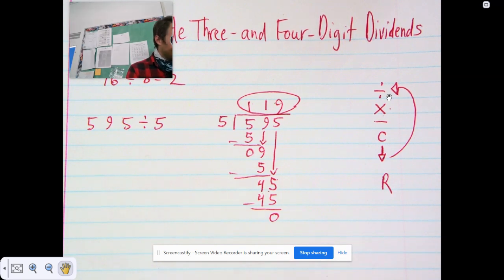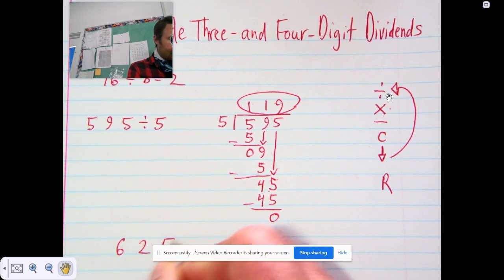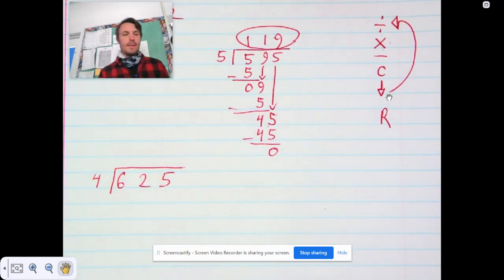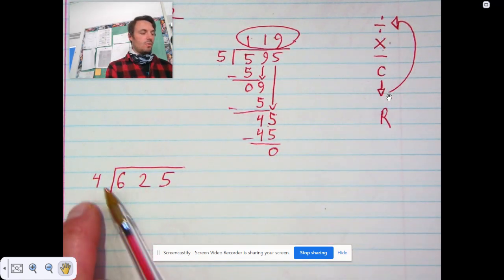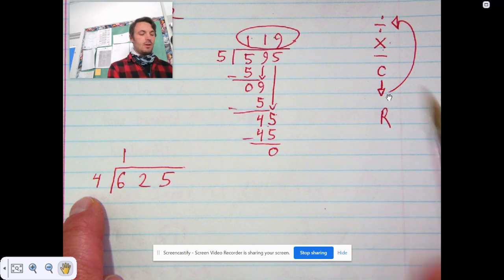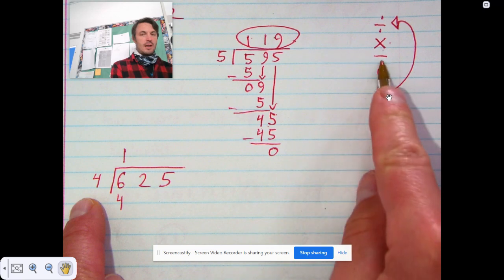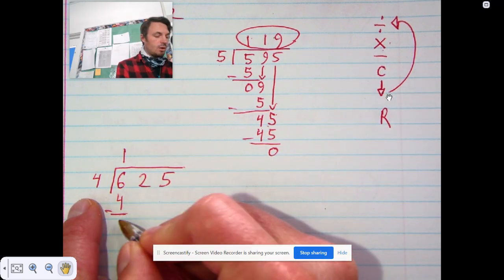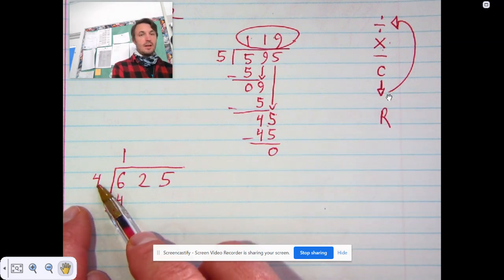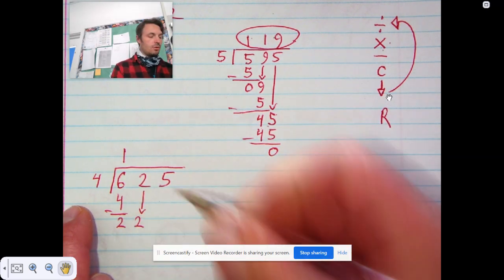Let's say we have 625 divided by 4. Okay. Our first step is divide. We divide the 4 into the 6. 4 can fit into 6 only one time. Now we multiply. 1 times 4 is 4. Now we subtract. 6 minus 4 equals 2. Now we compare. Is 2 smaller than 4? Yes. That means we're in good shape. Now we bring down. We bring down the 2 next to the other 2.